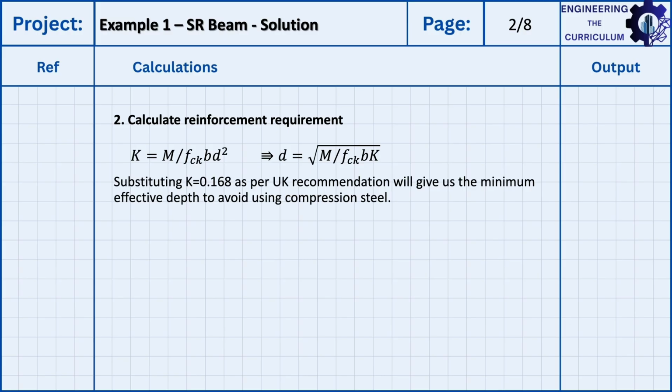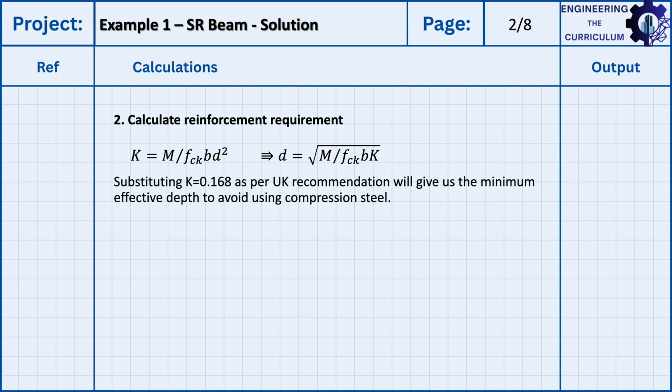K, if you remember, was the limit that shows me if my beam can be singly reinforced or has to be doubly reinforced. And K equals the moment divided by the strength of concrete times B times D squared, where B is the breadth of the section and D is the effective depth. Now, I can swap this around to isolate D, the effective depth, because I have no idea of the height, and find out that it's the square root of M divided by FCK times B times K. Now, I know that the limit in K is 0.168 as per the UK recommendation, and that'll give me the minimum effective depth to avoid using compression steel if I substitute it here.